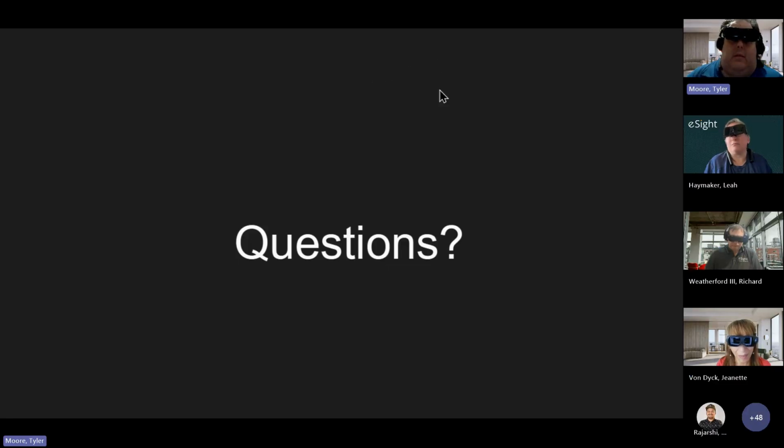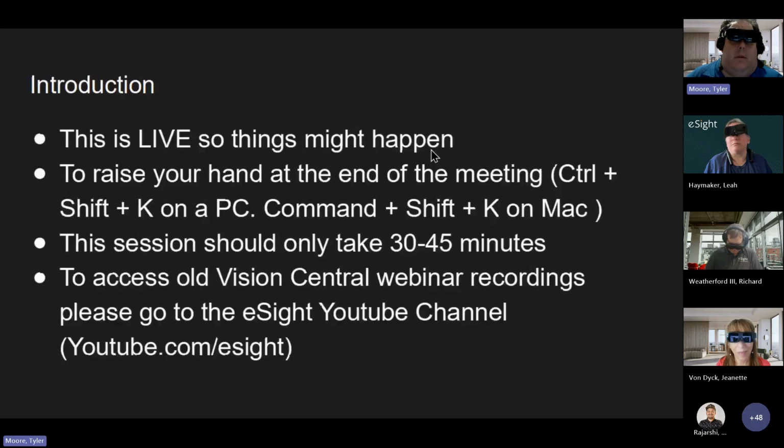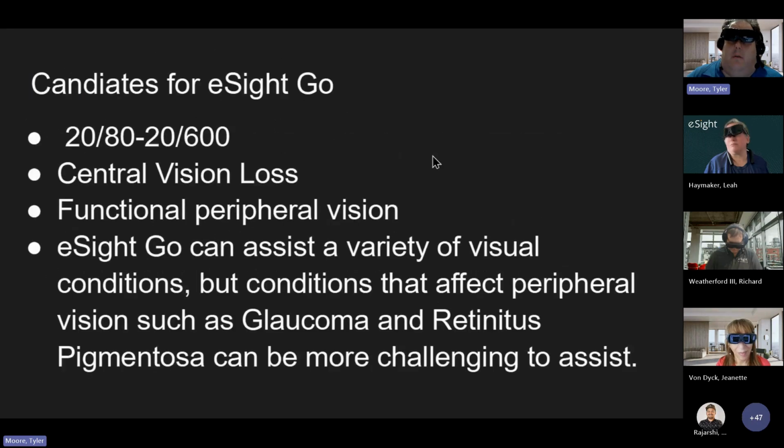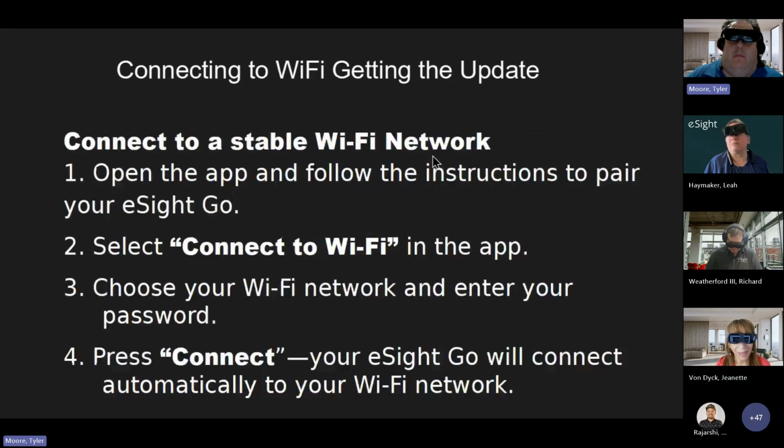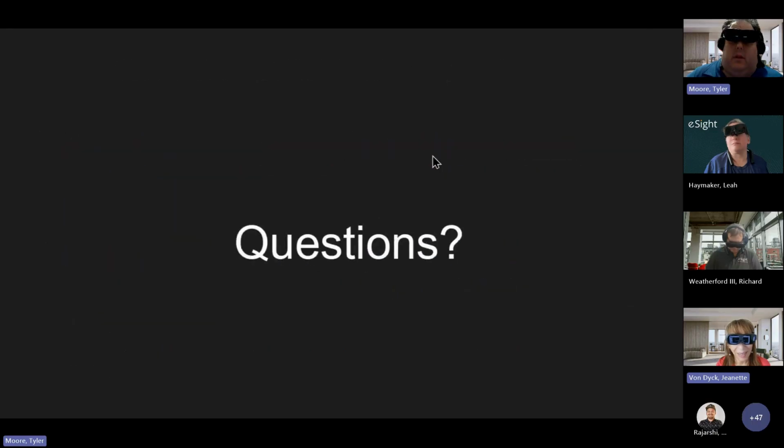I had it at the beginning. On a Windows computer, it's a Control Shift and K, that's to raise your hand. To unmute, I'm not sure, but to raise your hand, you can press that. Probably Control Shift M or something like that.